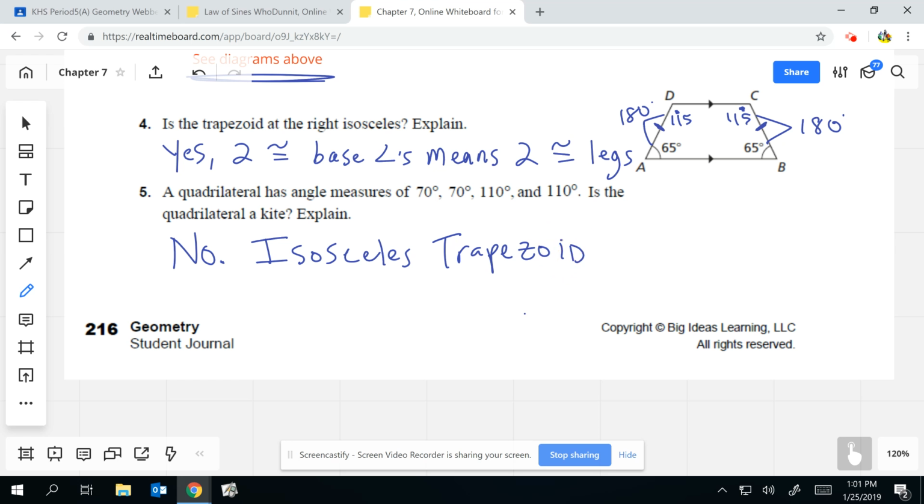If you have two angles that are 70s and two angles that are 110 and they're next to each other like that, you're going to have an isosceles trapezoid. It's going to have two congruent legs because the two 70s have to be next to each other. They're not across. If they were across from each other, you could say it's going to be a parallelogram then. But the two 70s are next to each other, the two 110s are next to each other. So it has to be an isosceles trapezoid.